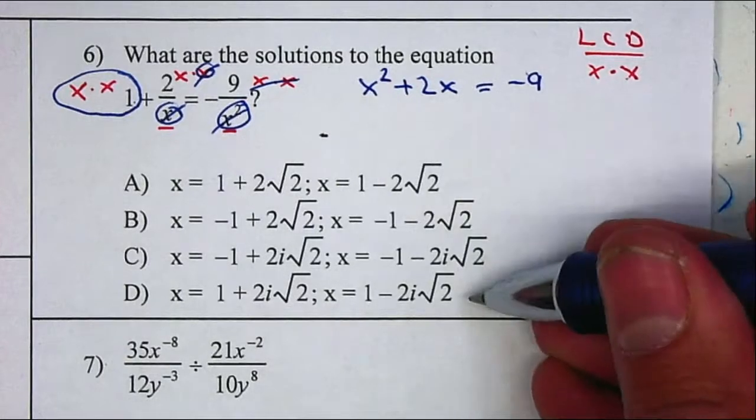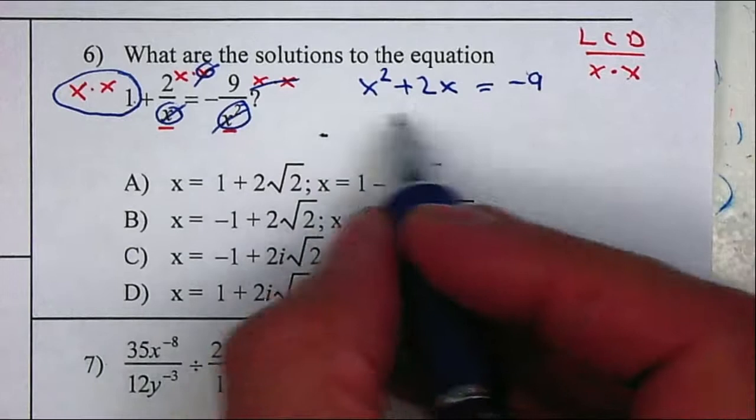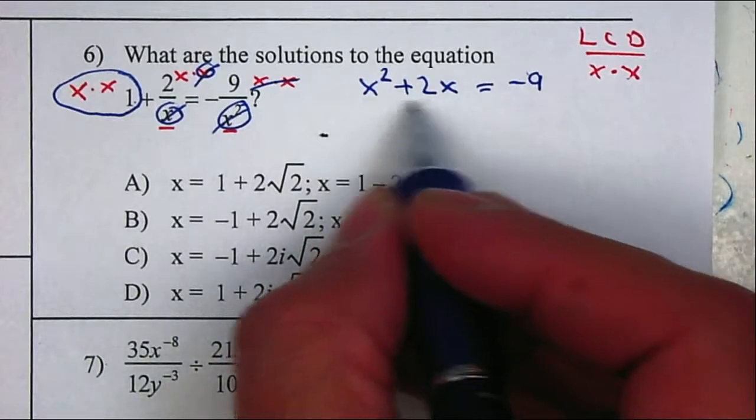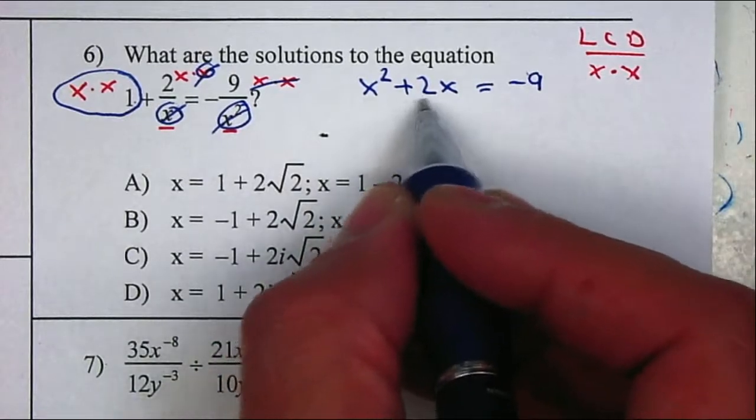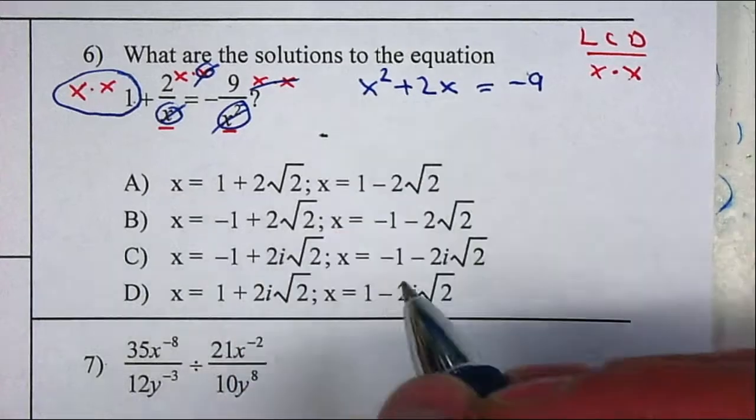Now from here I can try to factor, but just by looking at my answers, I know I cannot factor it. I'm going to have to complete the square. I can complete the square because the letter b is even, which makes it a little bit easier. Otherwise I'll be forced to use the quadratic formula.